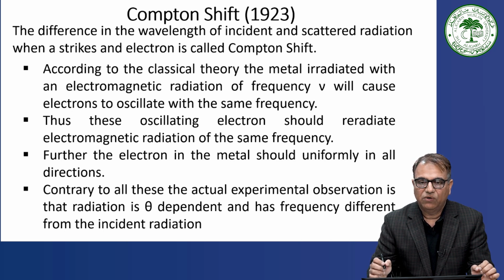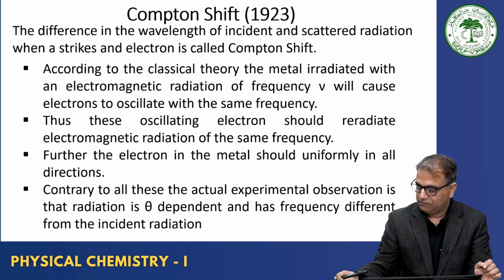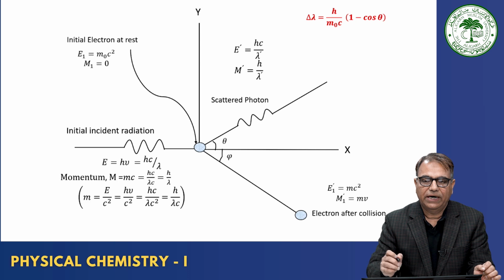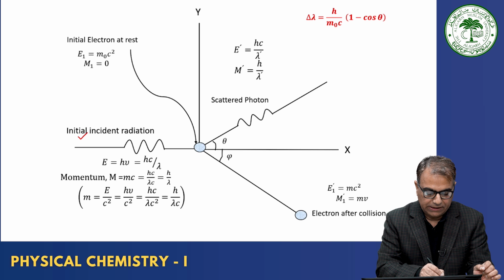But Compton observed that the radiation which is incident, striking the electron, and the radiation which is scattered have different wavelengths, and this difference in the wavelength is dependent on theta. If you look at this picture, here we have an incident electromagnetic radiation.